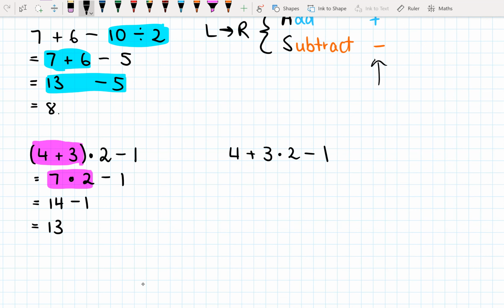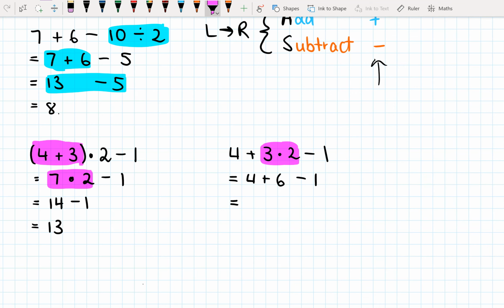All right, let's have a look at the one on the right. So we're going to do this again without brackets. So B for brackets, we don't have any. I for index, there's no index. M for multiply, in this case now we're going to do 3 times 2. So we're going to do that first. So we have 4 plus 3 times 2 is 6 minus 1.